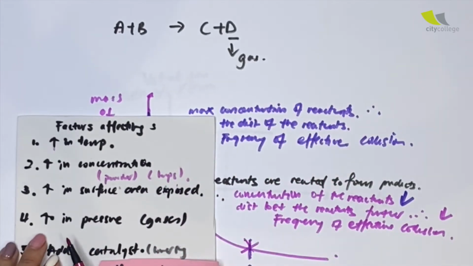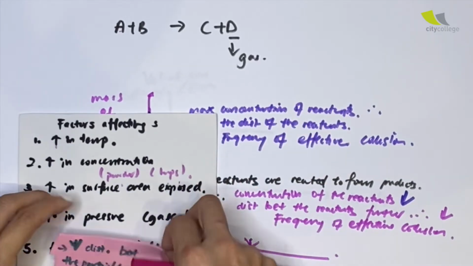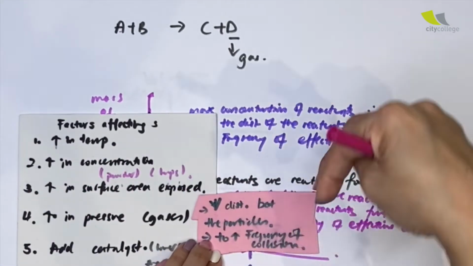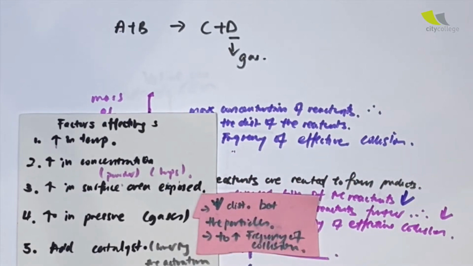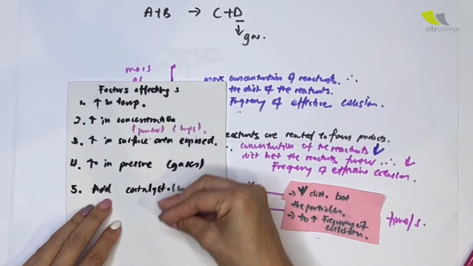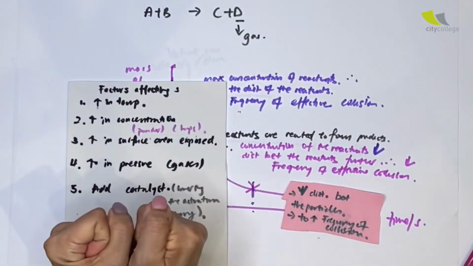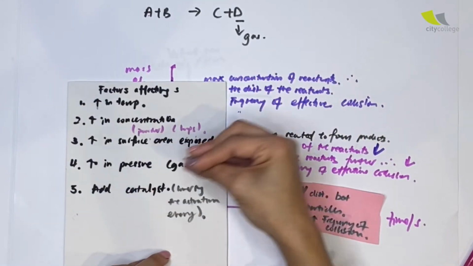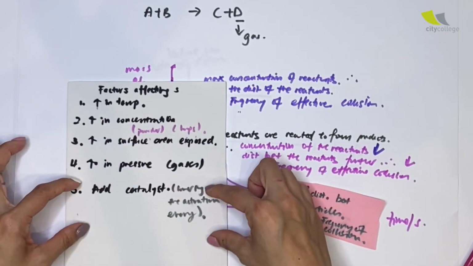How about pressure? When they have a higher pressure, when the gases are really packed together, same thing, I decrease the distance between the particles. When the distance between the particles decreases, I increase the frequency of effective collision, therefore increase the rate of reaction. Last but not least, if I add a catalyst, I actually lower the activation energy. So the particles don't need to collide so much to attain that energy, and the reaction will take place very fast. But of course, this portion here is solely for pure sciences.